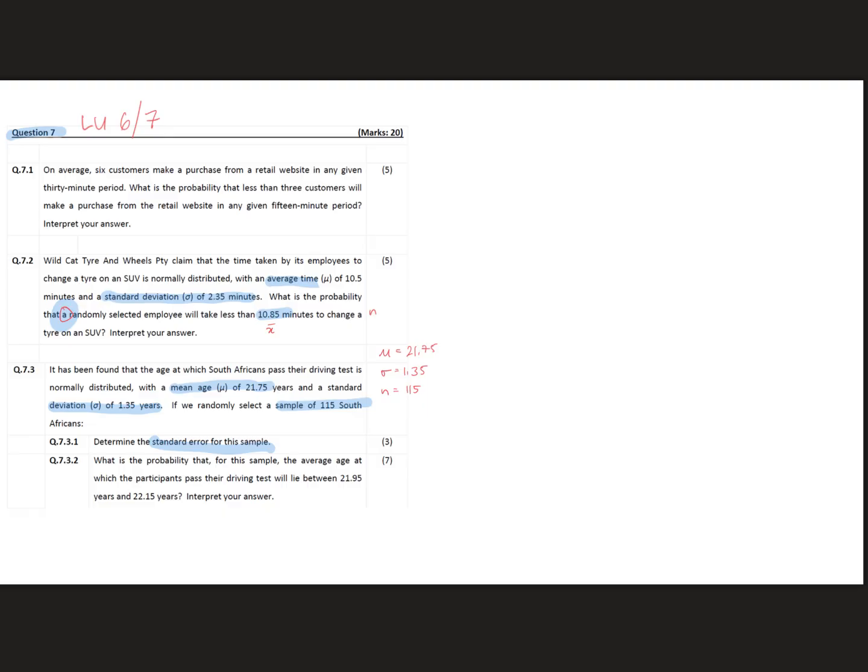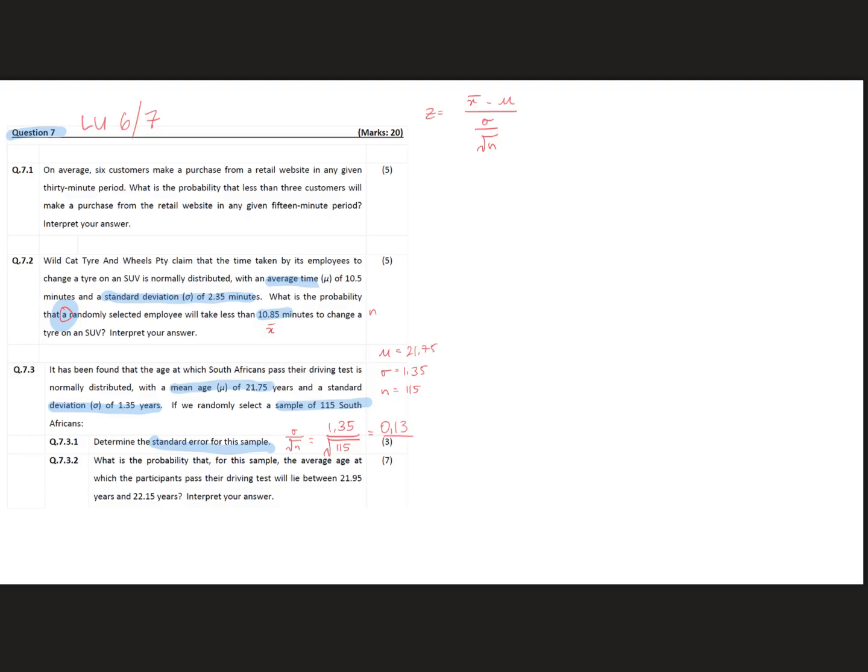So for question 7.3.1, as I said, it is the formula. The formula is the denominator. So the Z value formula denominator. So I'm just going to write down the Z formula again here. It's x bar minus mu over your standard deviation over the root of n. So it's just the denominator, which is the standard deviation over the root of n. The standard deviation is 1.35. The n value is 115, so it's over the root of 115, and that is 0.13. And that's question 7.3.1 done.